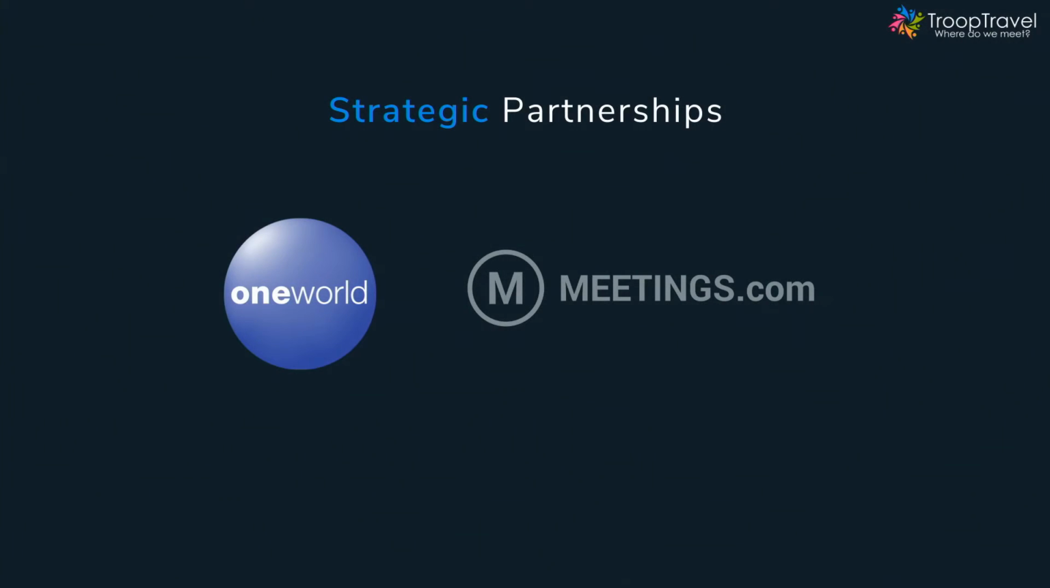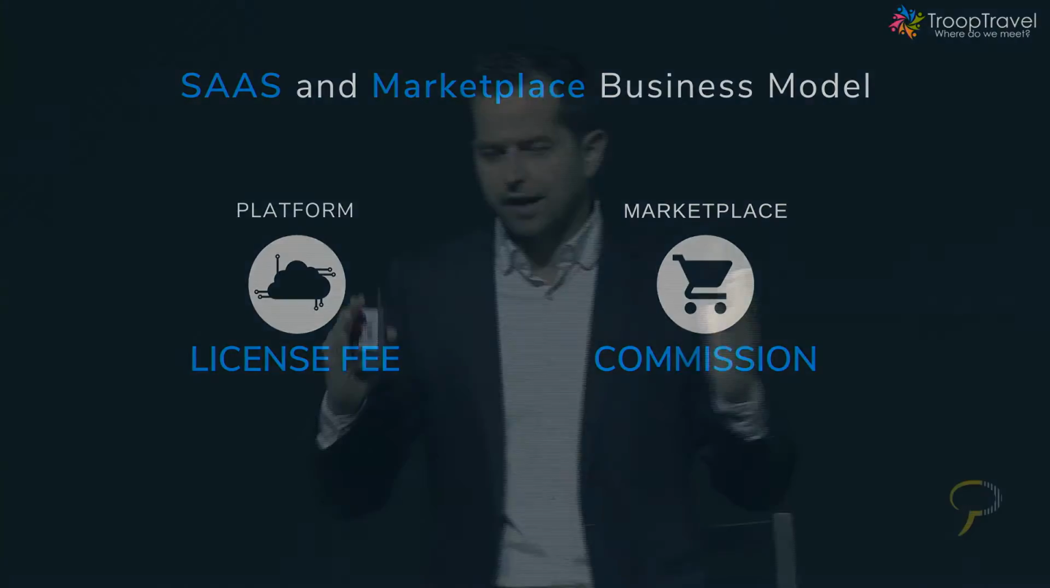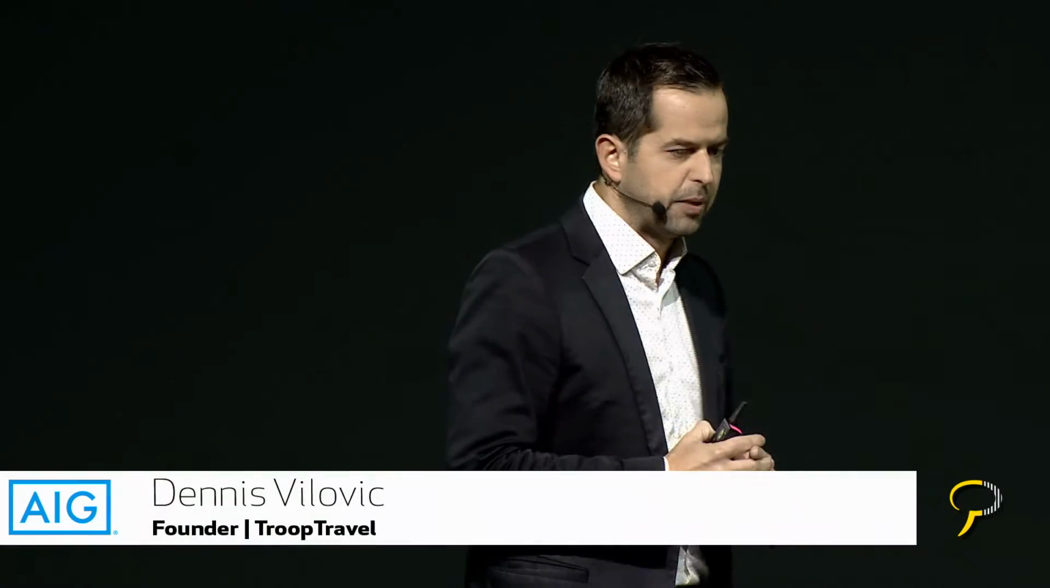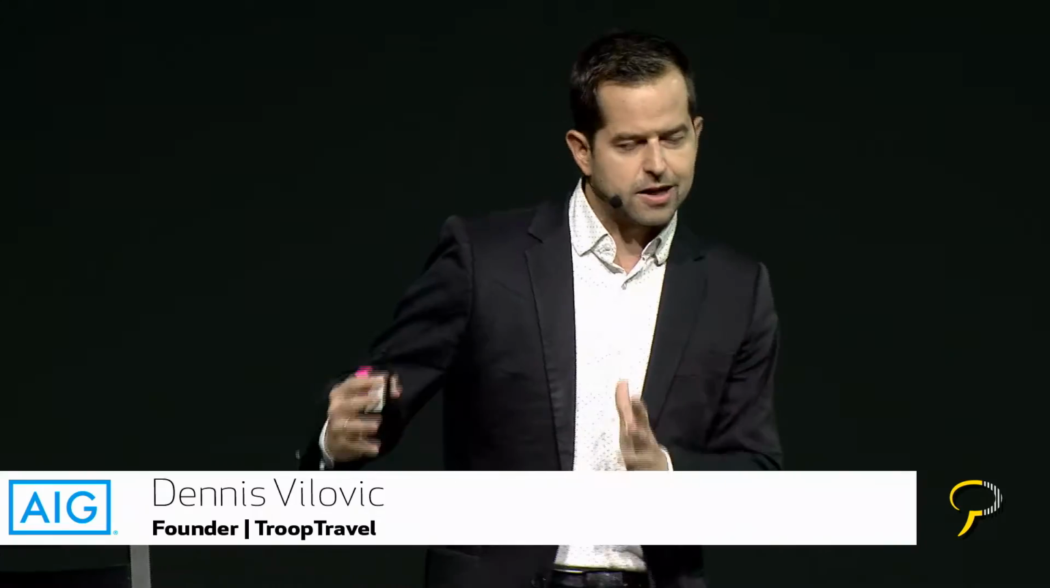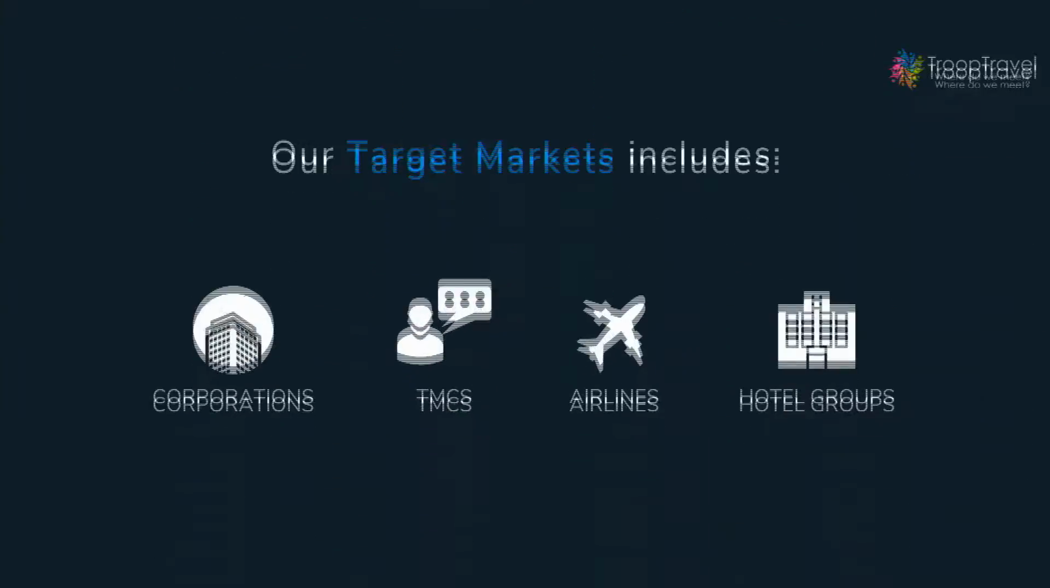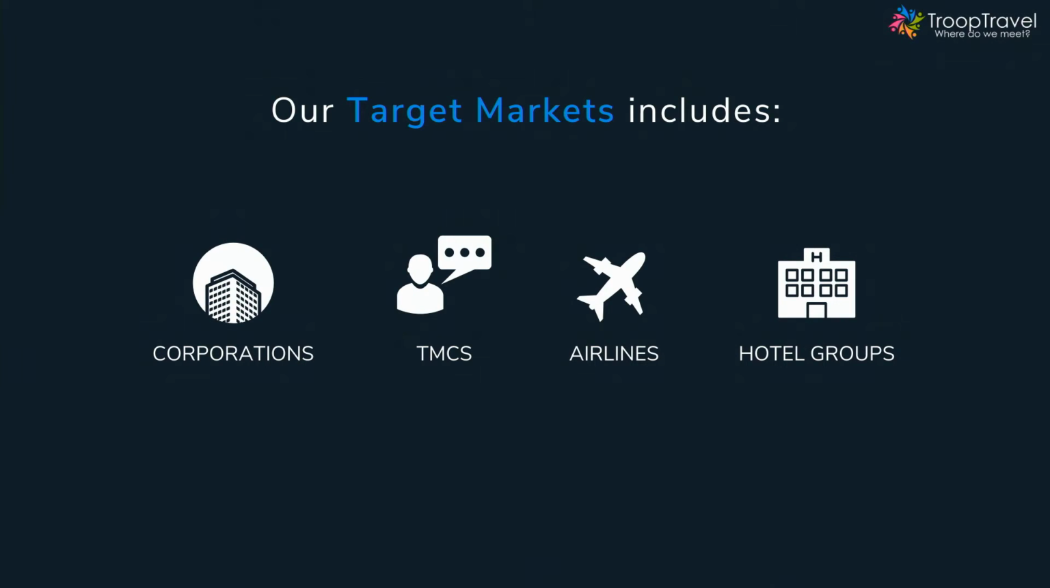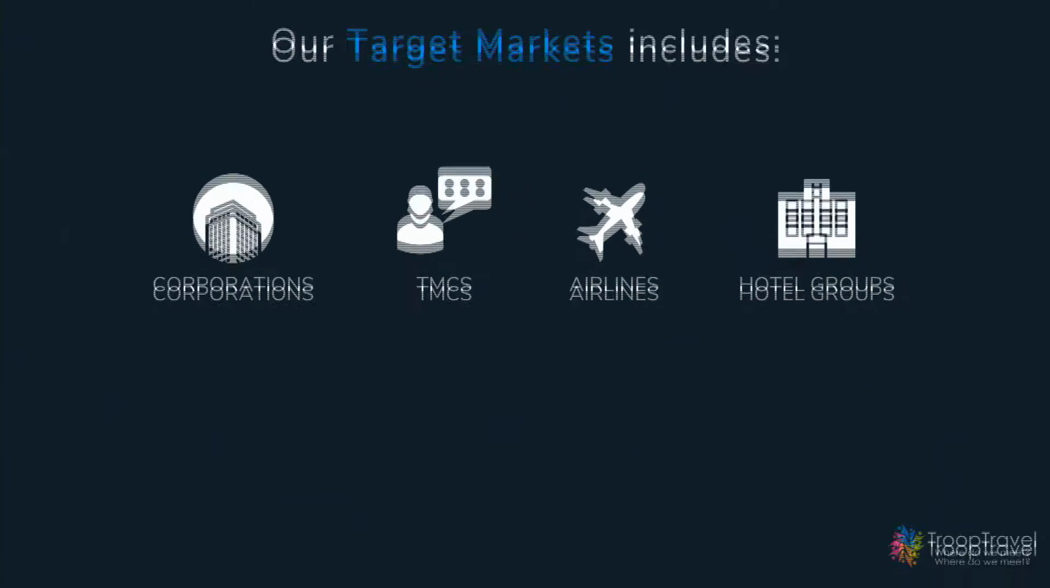We have several Fortune 500 companies as paying customers. We have a few very interesting strategic partnerships. One is One World Alliance, another one is Meetings.com, which allows us to bring specific price points for meetings and events travel into the platform. And we are operating as a SaaS business model, so to say, on the platform side. And then we have a marketplace where we connect the suppliers for the fulfillment side. Our target markets include the big corporations. We are working with a number of TMCs, with airlines and hotel groups where we are using different data sets, basically, to help them out.